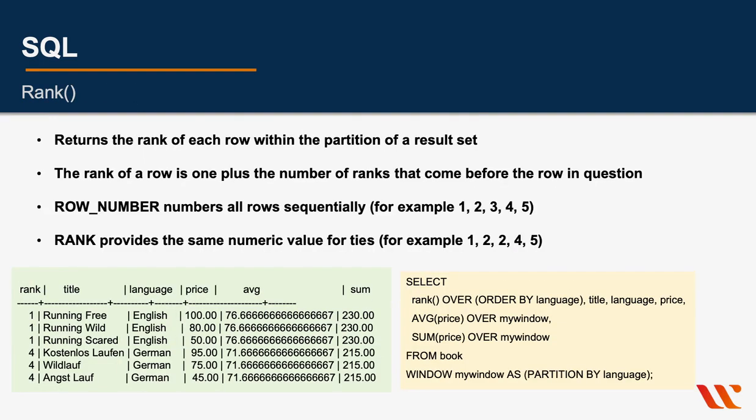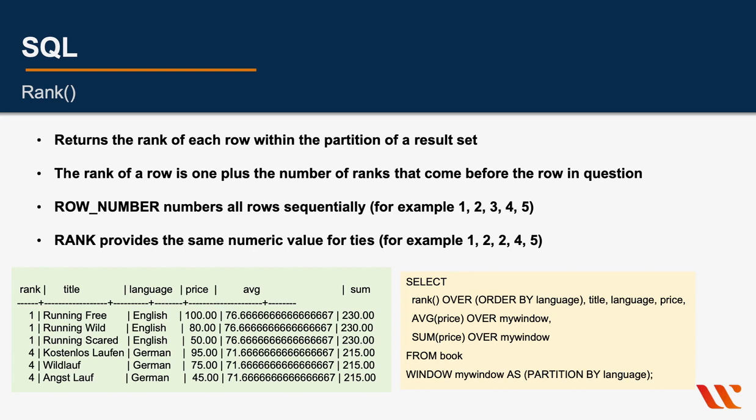Now there is a brother to this row number, and that's the rank function. This returns the rank of each row within the partition of the result set. The rank of a row is 1 plus the number of ranks that come before the row in question. So the row number and rank are similar, but the row number returns all rows sequentially, for example 1, 2, 3, 4, 5, 6, 7, and then the rank provides the same numeric value for ties. Rank is also a temporary value that's calculated when the query is run, and it doesn't persist.